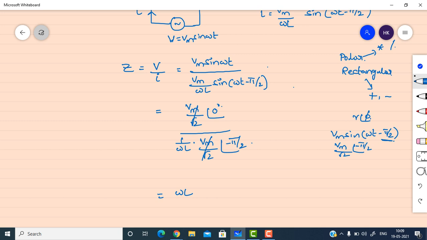This omega L, we can bring it into the numerator. So omega L into, see these angles. In the numerator we have 0 degrees and in the denominator we have minus pi by 2. So bring this minus pi by 2 into the numerator, then it will become plus pi by 2. Angles will be added if you bring it to the numerator, and the sign will change. It is minus pi by 2, so if you bring it to the numerator, it will become plus pi by 2. So then it is omega L at an angle pi by 2.